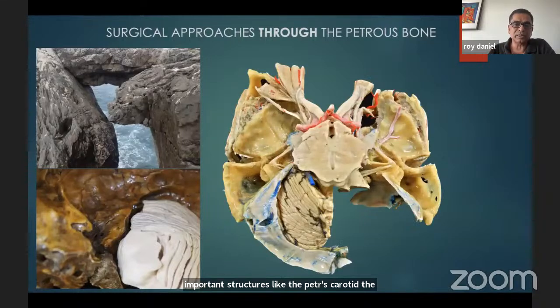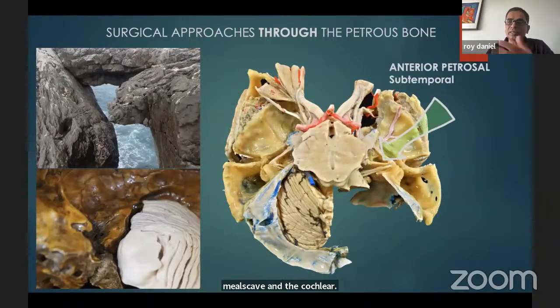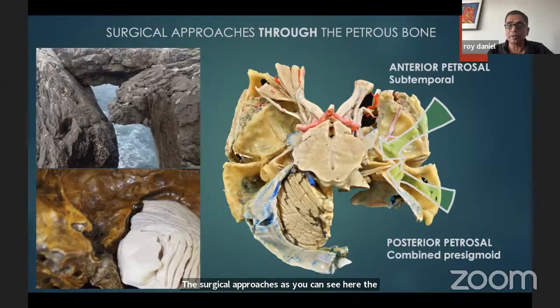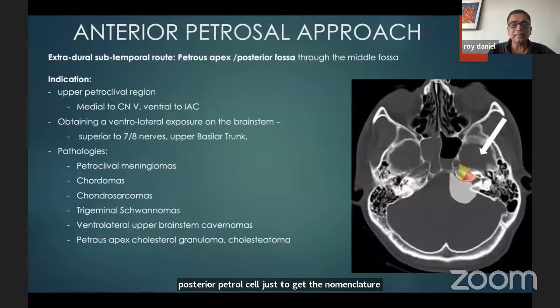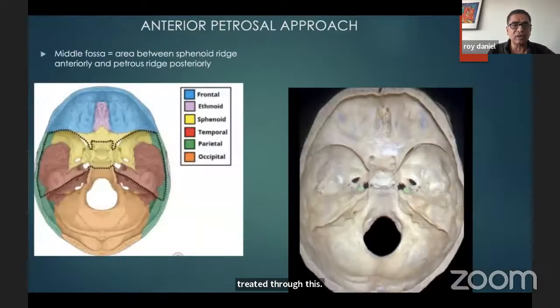The surgical approaches, as you can see here, are the classical anterior petrosal and posterior petrosal, just to get the nomenclature right. The combined petrosal is when you combine these two. The anterior petrosal approach gives you an excellent exposure of the upper petroclival region and a very good approach to the ventrolateral surface of the brainstem. And you know the pathologies that can be treated through this: meningiomas, chordomas, schwannomas, and brainstem cavernomas.